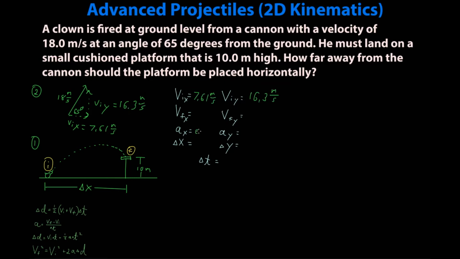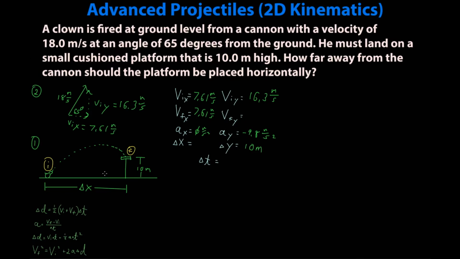Since acceleration in the x is 0 meters per second squared, VFX is also 7.61 meters per second. Acceleration in the y is negative 9.8 meters per second squared due to Earth's gravitational pull. And there's one more given I know. If this is the initial point and this is the final point, then that means my displacement has to be positive 10 meters because the clown has to end up on the platform.